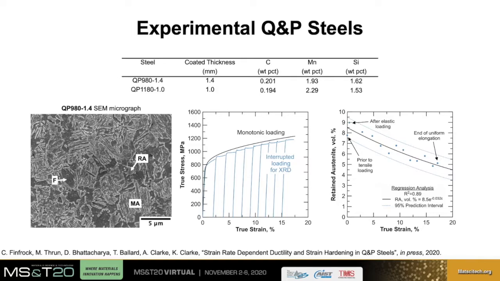To evaluate the susceptibility of the retained austenite to transform in the base microstructure, interrupted tensile tests were performed at a quasi-static rate. In the center of the slide, a plot of true stress versus true strain is reported both for a monotonically loaded specimen and a sample that was interrupted every 2% strain for X-ray diffraction analysis. Generally, the deformation behavior between the two loading conditions was similar. However, some small yield points were observed in the interrupted condition.